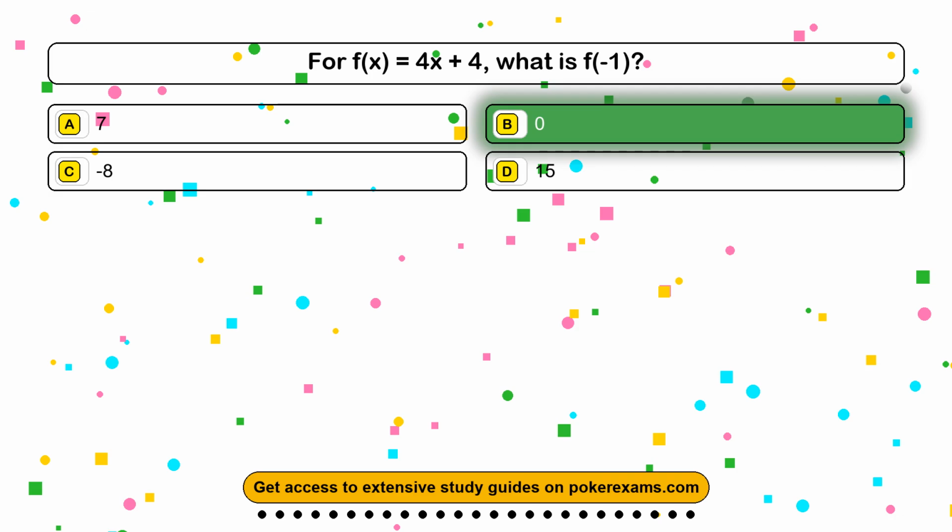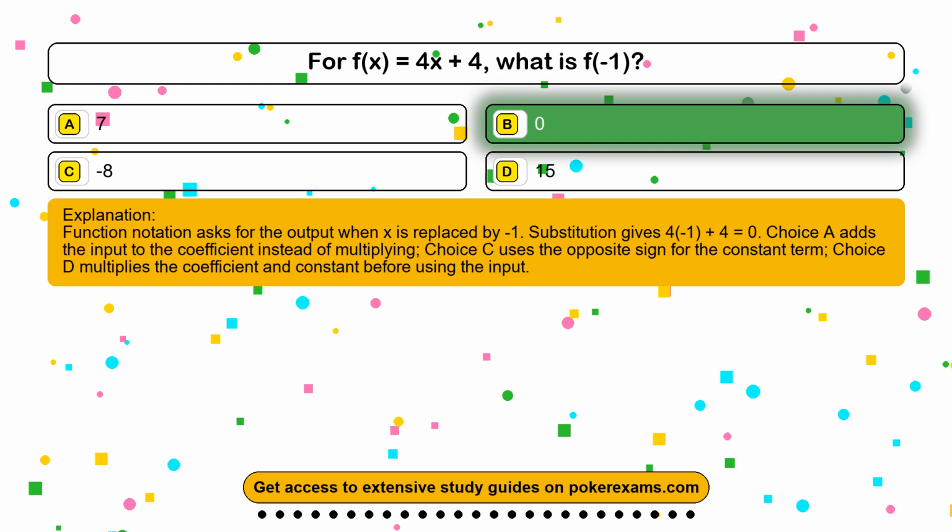The correct answer is option B, 0. Function notation asks for the output when x is replaced by minus 1. Substitution gives 4 times minus 1, plus 4 equals 0. Choice A adds the input to the coefficient instead of multiplying, choice C uses the opposite sign for the constant term, choice D multiplies the coefficient and constant before using the input.